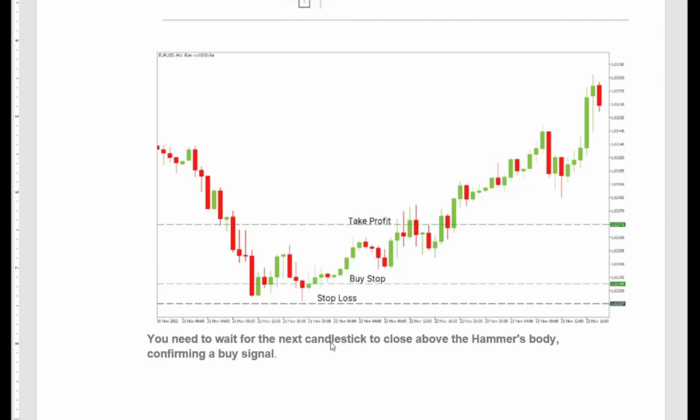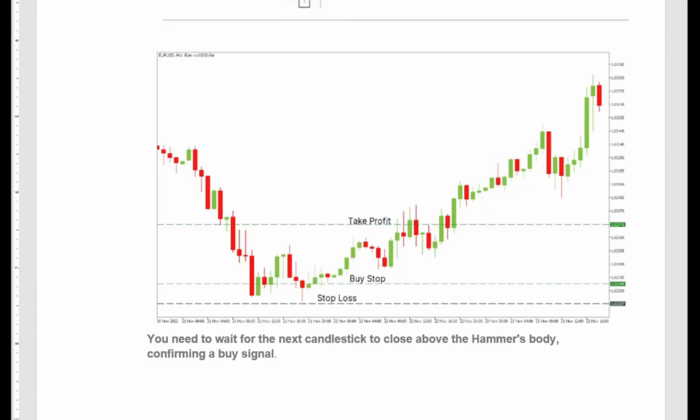But because we need to wait for the next candlestick to close above the hammer's body, is that enough of a condition for us? And if we can compare with the trading volume, and it's higher than the previous one, that is more confident for us to set up the buy scalping signal by using the hammer candlestick pattern.